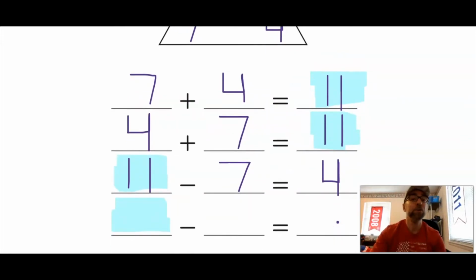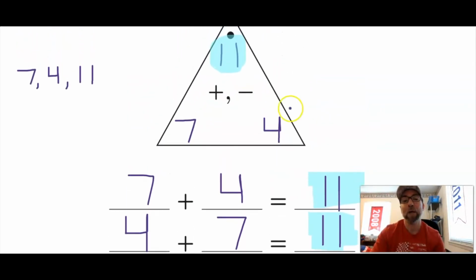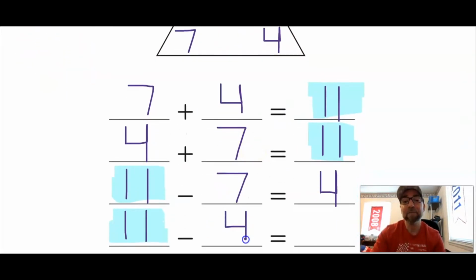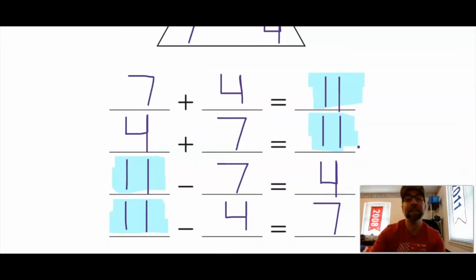And then I can use our switcheroo for subtraction. Our biggest number comes first, 11, but now I'm going to switch the 7 and the 4. I'm going to travel down the triangle the other way. 11 minus 4 equals 7. And we have made a fact family from our fact triangle. Awesome job. Let's clear off our sheet protector and let's try another.